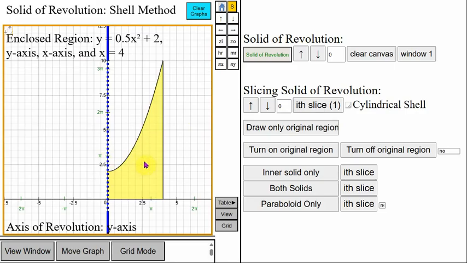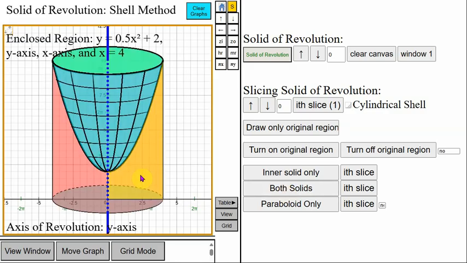So here's the yellow region right here. It's bounded above by the graph y equals 0.5x squared plus 2, on the right side by the line x equals 4, on the left side by the y-axis, and down here by the x-axis. Now I'm going to revolve this region about the y-axis.